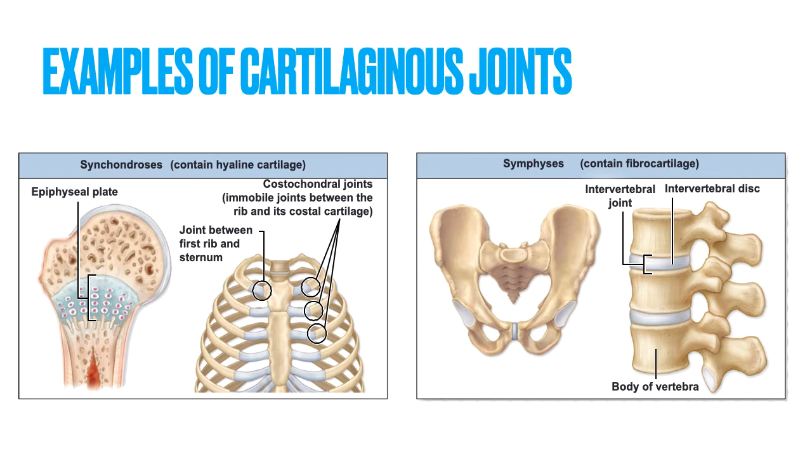Each disc forms a symphysis to allow slight movement of the vertebrae, and so it acts as a ligament to hold the vertebrae in place, and it also functions as a shock absorber for the spine. You also find this type of joint between the two pubic bones, and this is called the pubic symphysis.